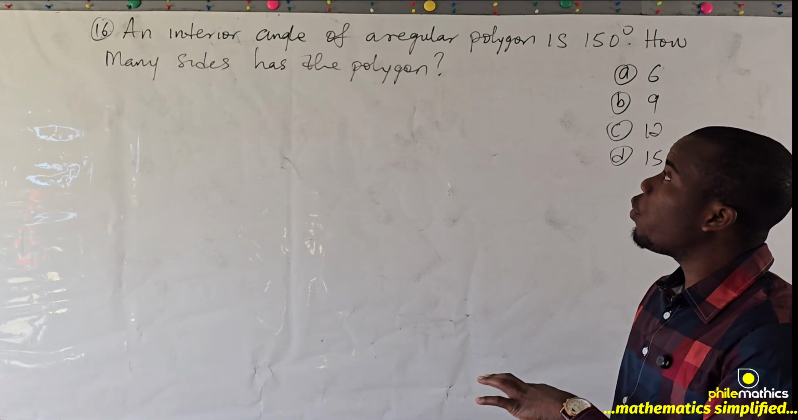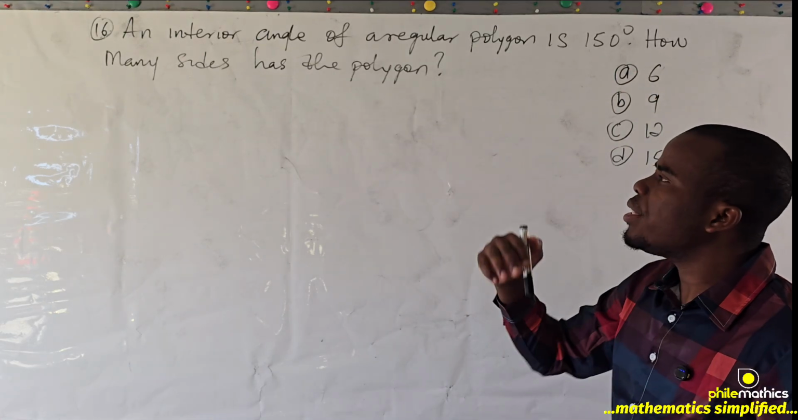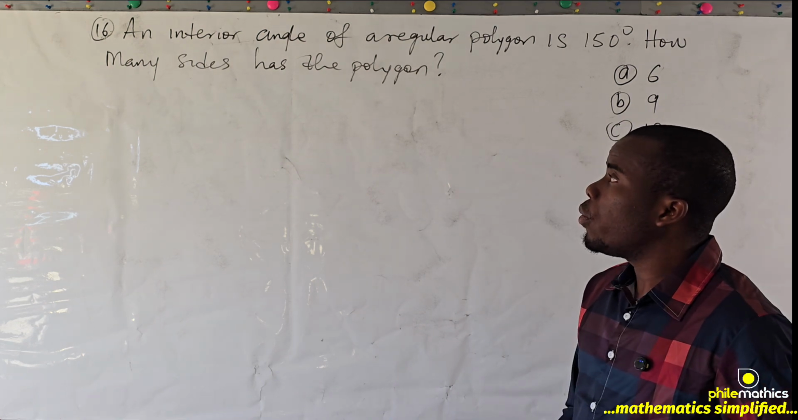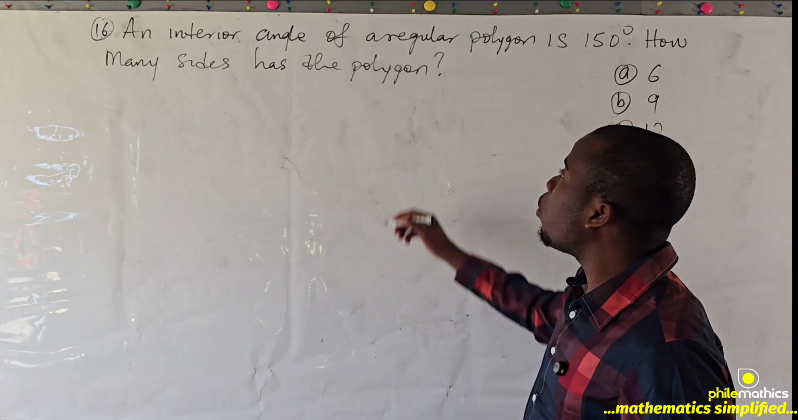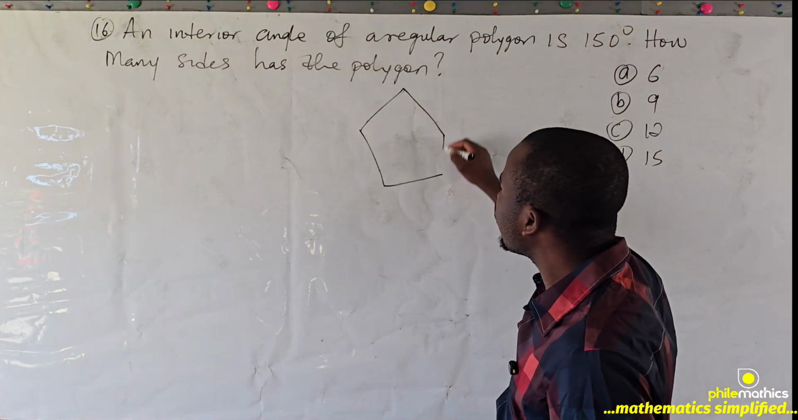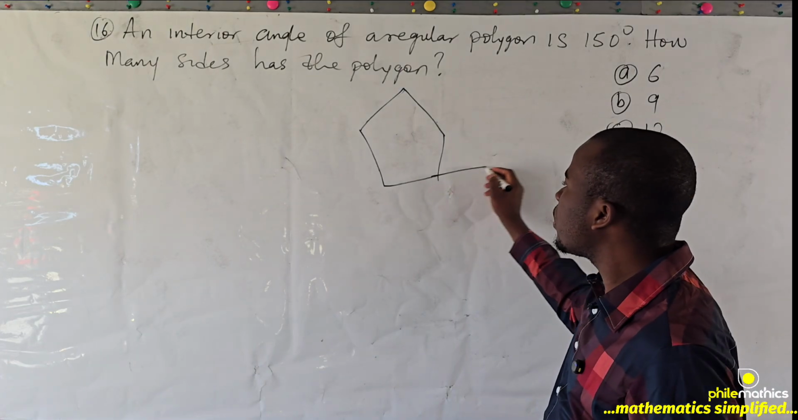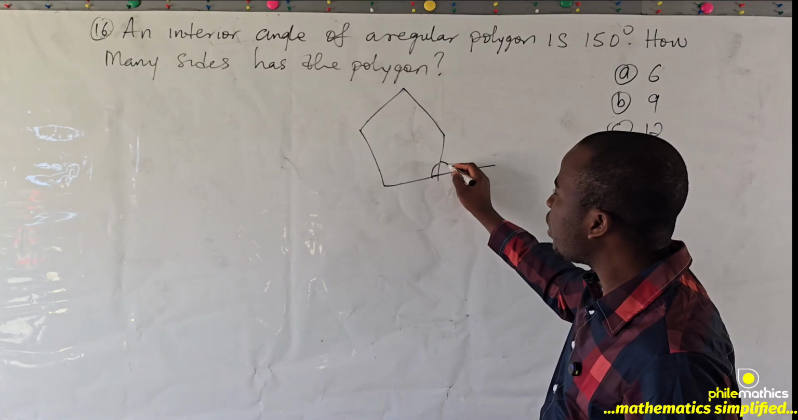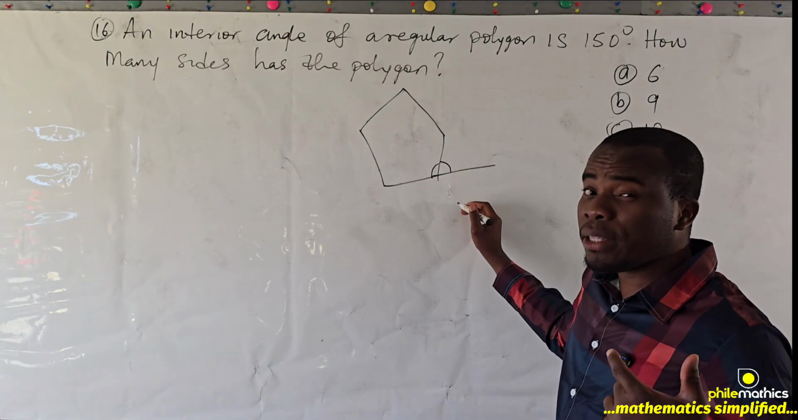An interior angle of a regular polygon is 150 degrees. How many sides has the polygon? So we want to recall the relationship in a regular polygon. If this is a regular polygon, one of the things we know is that the interior angle and the exterior angle form a straight line. That is angle in a straight line.